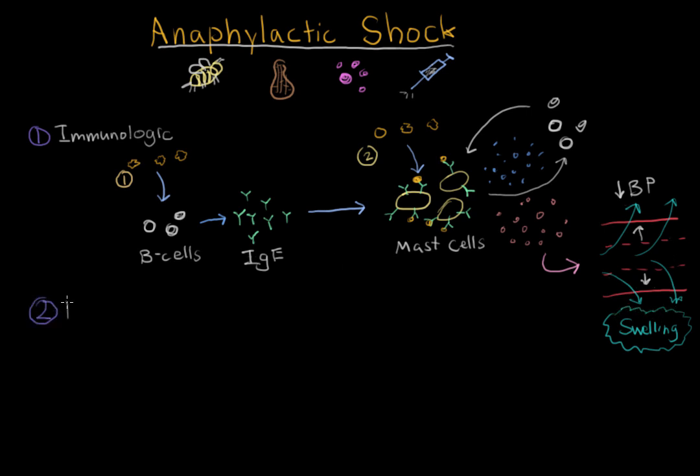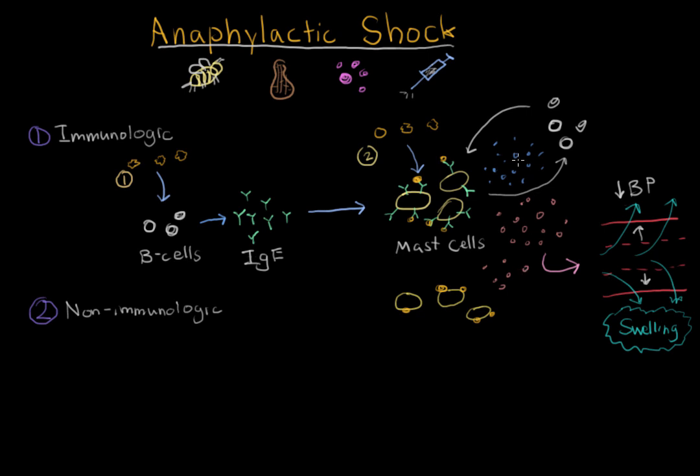Now the second type of anaphylaxis is called non-immunologic. Now non-immunologic anaphylactic shock is essentially the same as immunologic shock. It's just the pathology is slightly different. Instead of mast cells being stimulated by IgE, the allergen specifically targets the receptors on the mast cells.